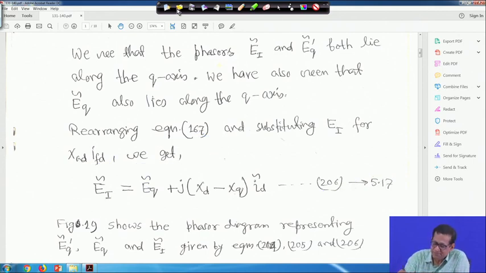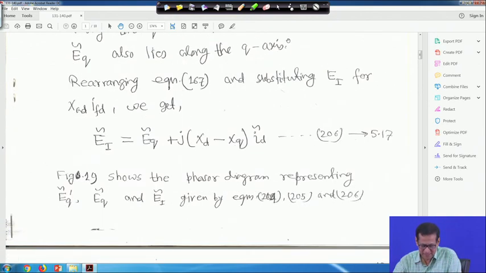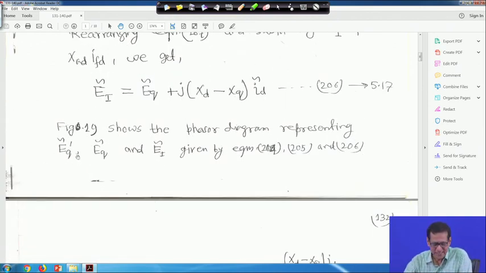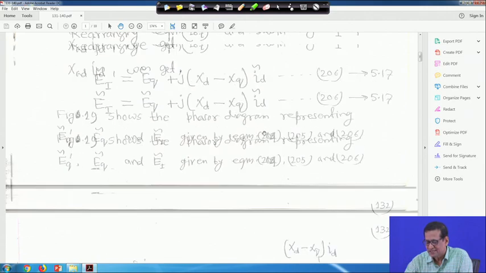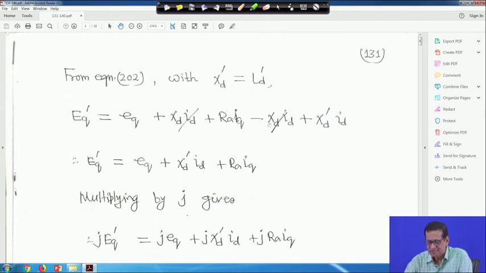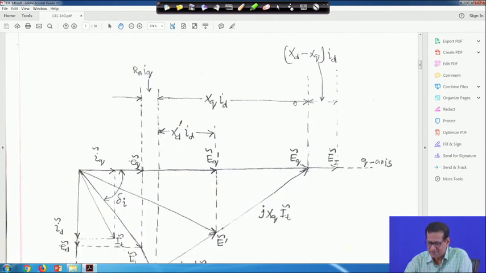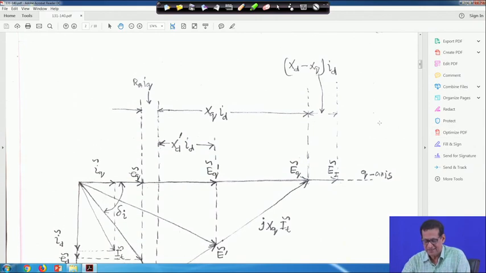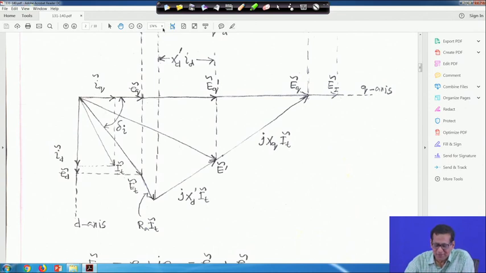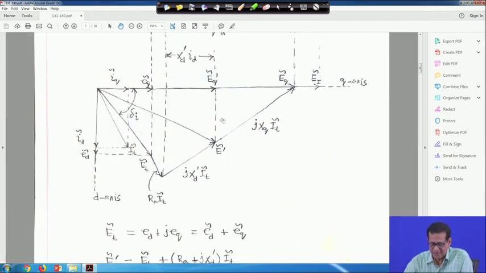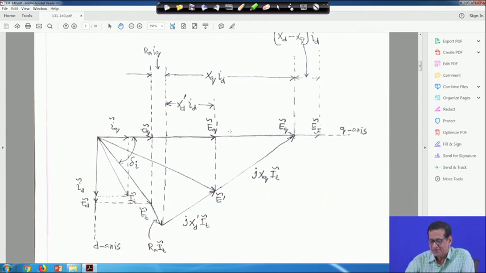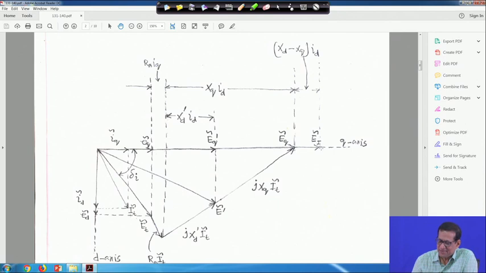Now, after doing all this, figure 19 shows the phasor diagram representing e_q' tilde, e_q tilde and e_I tilde given by equations 204, 205 and 206. Equation 204 has gone to the previous page, and then 205 and 206. If you draw the phasor diagram, it will look like this. Let me reduce the percentage a little bit, so that it is all accommodated here. In this case, this is my q axis, taken for my own drawing, and this is your d axis.